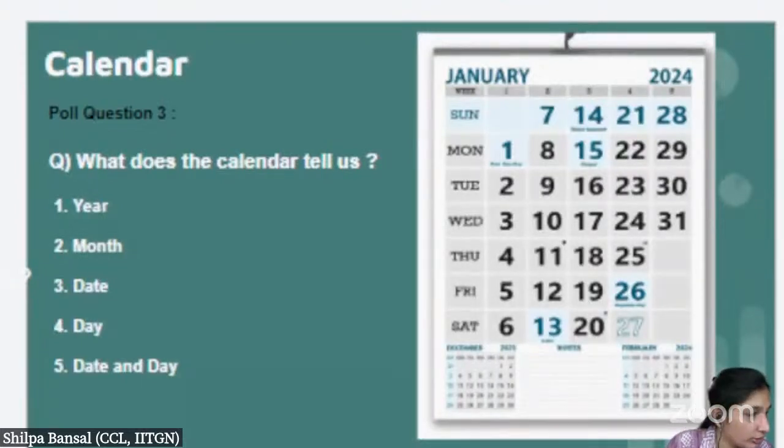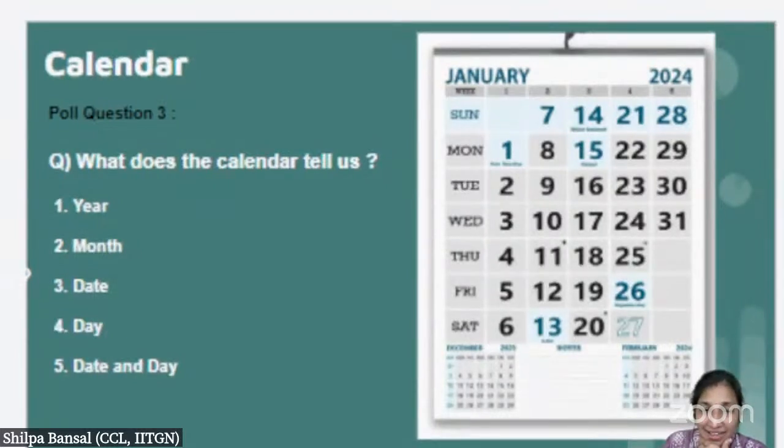Those who are on YouTube can answer why we use a calendar. And we request everyone from next time, those who are on YouTube, to join in Zoom also. Think carefully, why do we use a calendar? Does it show us a year or month or date or day or date and day? You can tell us. See, everyone is responding, many of them are telling date and day. Kirti ma'am is saying year. On YouTube, we haven't received responses. And here we are receiving date also.